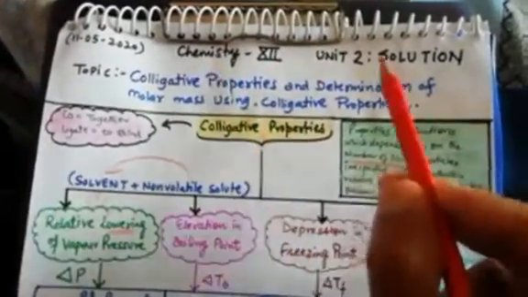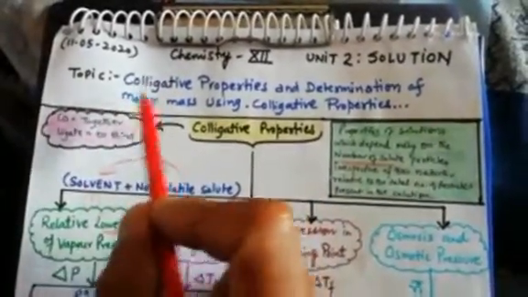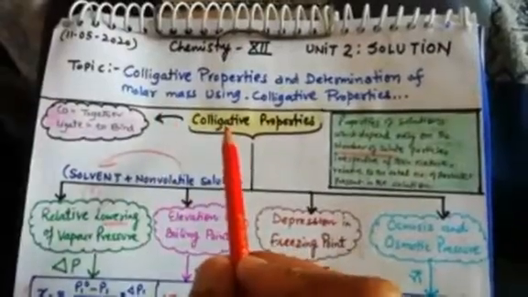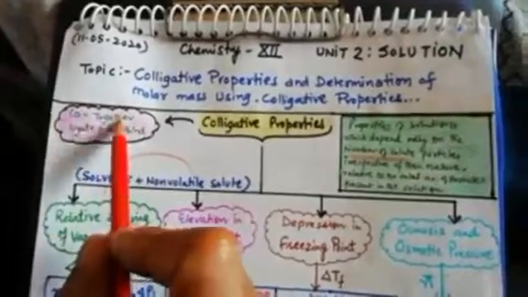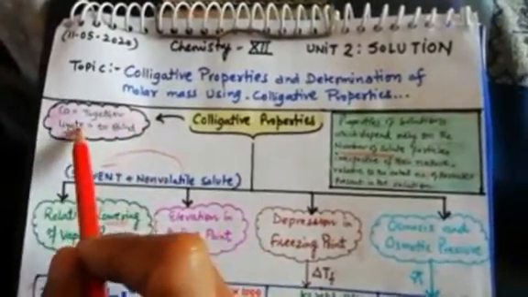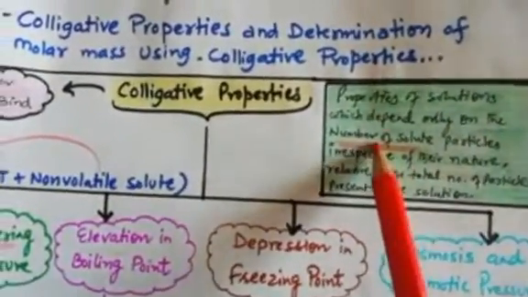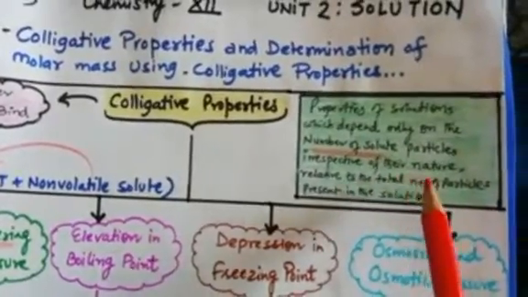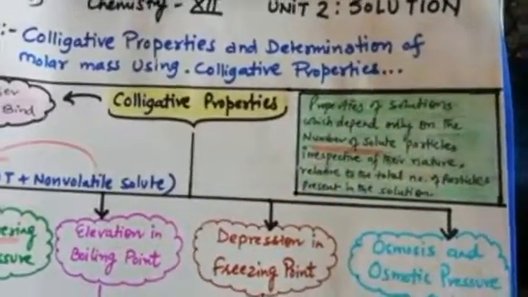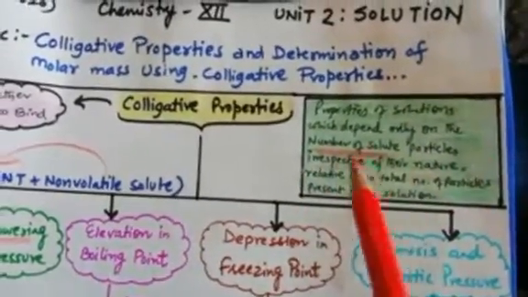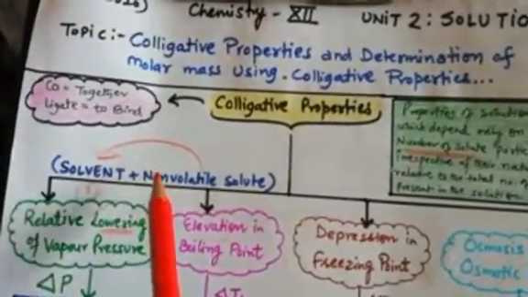Welcome to chemistry period. We are doing unit 2, solutions, and today, in continuation of what we started yesterday, colligative properties. As we know, the word colligative comes from two words: co, meaning together, and ligate, meaning to bind. So it becomes "bound together." All those properties of a solution which depend only on the number of solute particles, not on the nature of the solute particles, are called colligative properties. So basically, solvent and non-volatile solute.